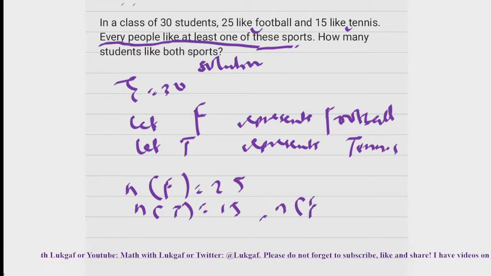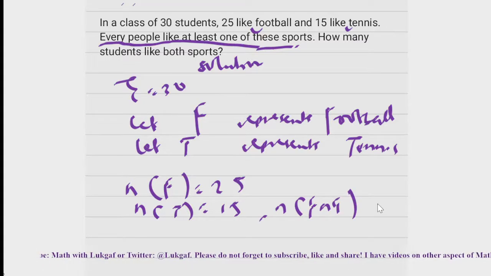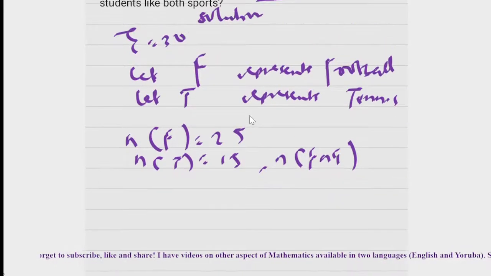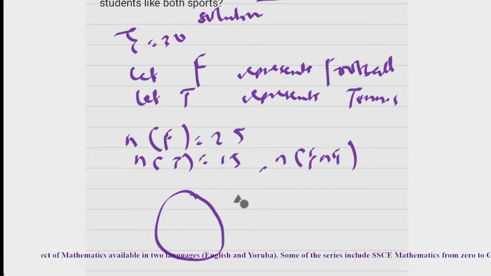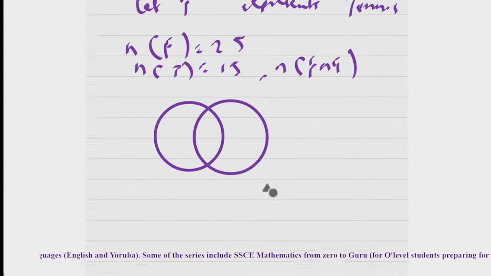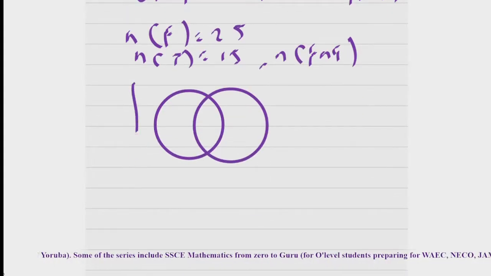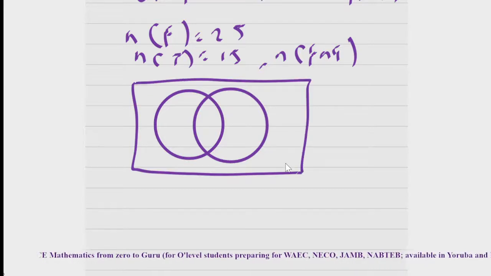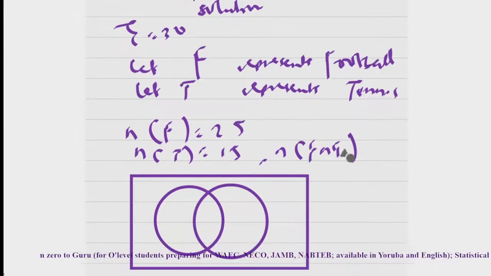That is N of F intersection T. If I were you, I will not leave the question. Then you draw your Venn diagram. Since you have 2 sets, it means you are going to have how many Venn diagrams? 2 of them. You have something of this nature. You understand now? Then you don't forget your universal set. That will be the rectangle.